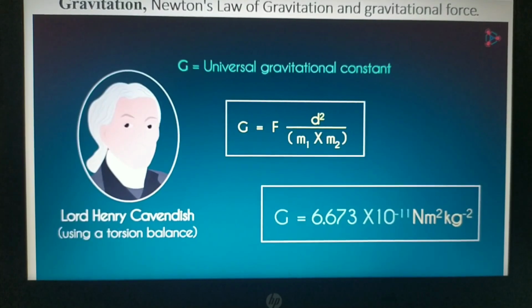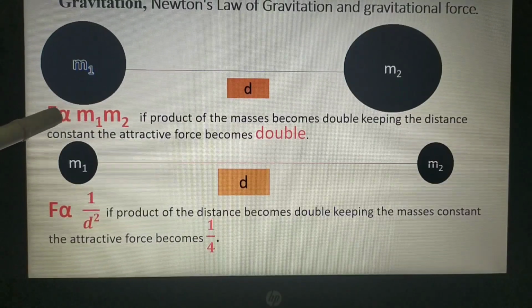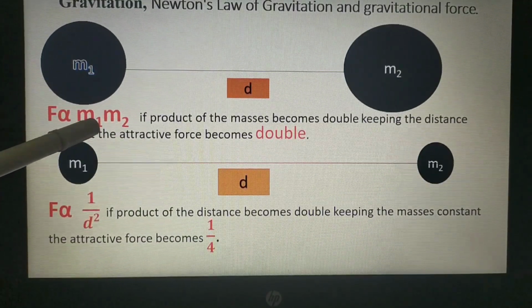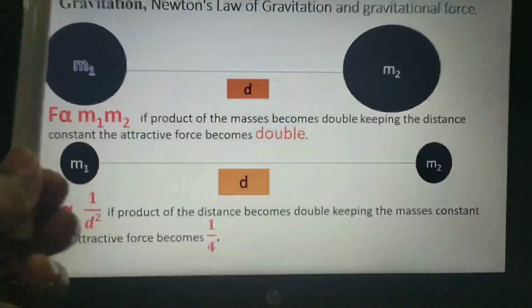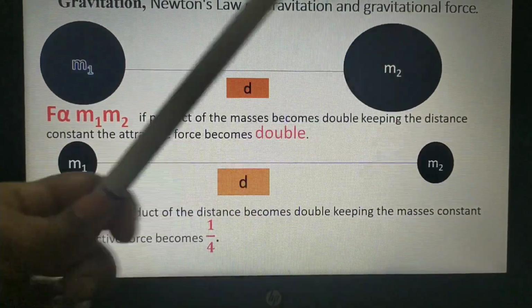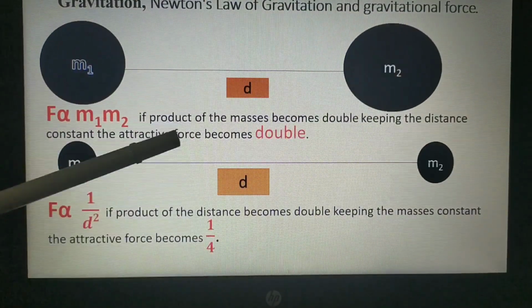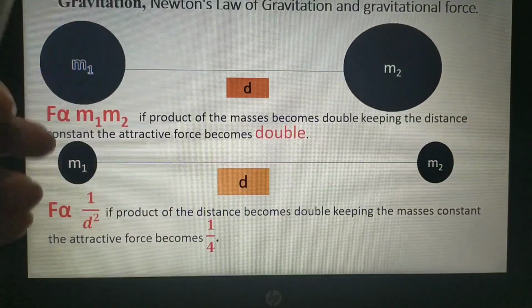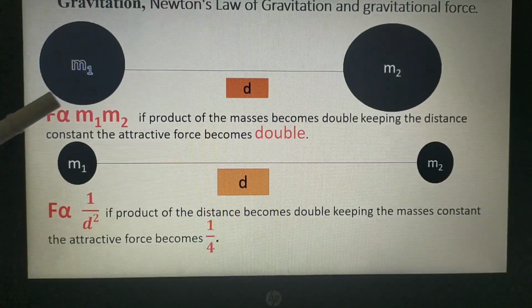So I hope you enjoyed, and you must keep in your mind this value. Though the value is not written in your book, we have to keep it. Now, one thing I have to clarify, because this point is very important. You know that force is directly proportional to the product of the masses. So when the mass becomes double, suppose it was 10 and it was 20, and it becomes double. If the product of the masses becomes double, keeping the distance constant, that means it will remain unchanged, then the force will be double.